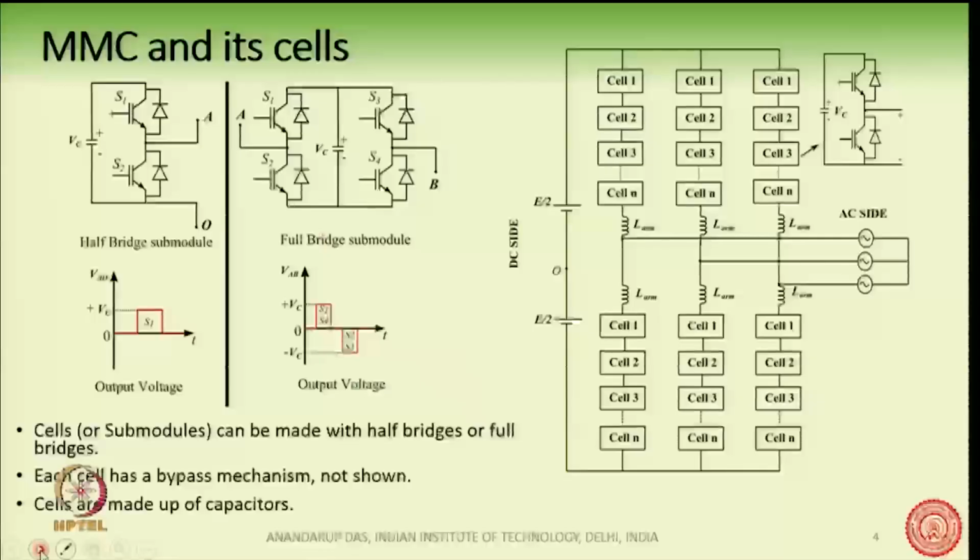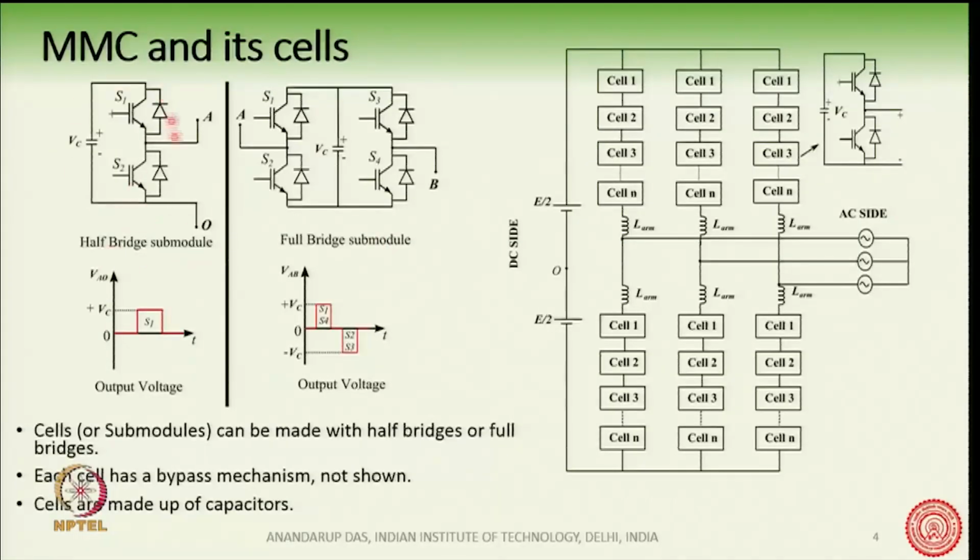So, let us now see what the converter structure is, and before we go into the converter structure, we first see the cell. The basic structure of MMC is made up of cells. There can be hundreds of cells working together. So, what is there inside one cell? Usually there can be two varieties of cell. One is the half bridge submodule, another one is the full bridge submodule. Cells are also called submodules, they are used interchangeably. So, you can say half bridge submodule or half bridge cell.